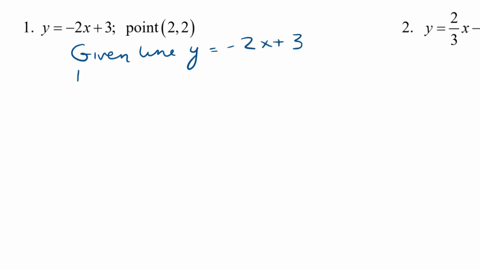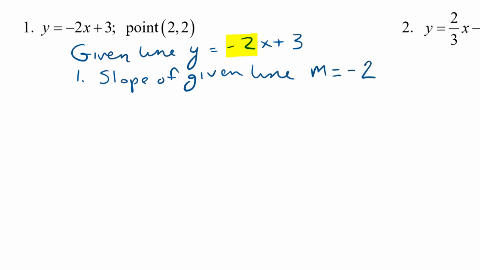So our first step is to find the slope of the given line. We know that the slope is the coefficient of x. This line is in slope-intercept form. So the slope of the given line, m equals negative 2. All right, but that's not the slope of our line, because our line is going to be perpendicular to the given line. So step 2 is the slope of the perpendicular line.